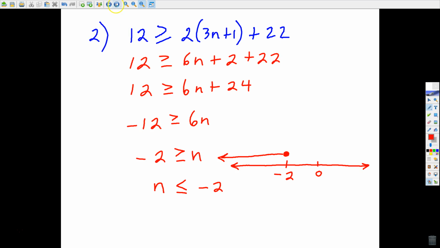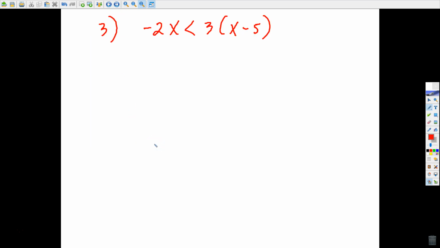Everybody good? Okay. Let's try this one. Once again, I'm going to do the distributive property to remove grouping symbols. I'm just going to skip a step, I'm going to subtract 3x. I know we typically say kill the little one, but I'm just going to go ahead and subtract 3x from both sides.